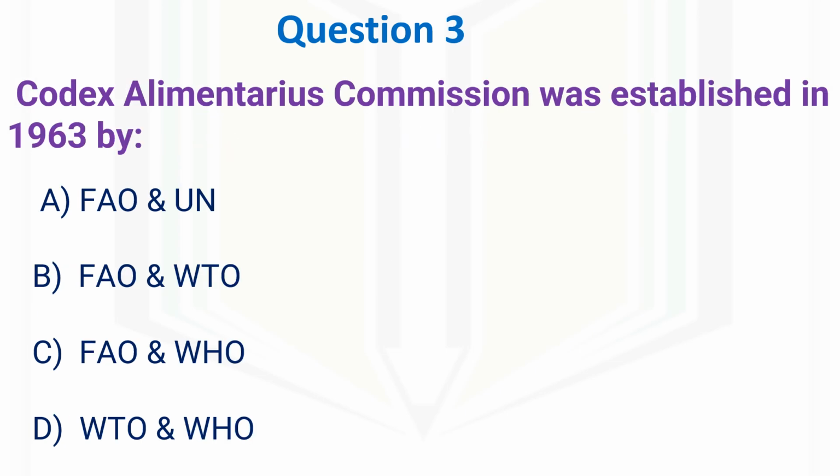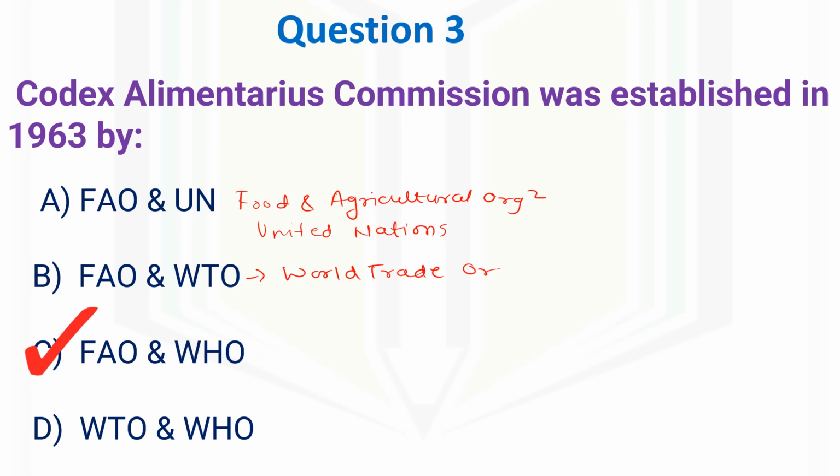Question number 3. Codex Alimentarius Commission was established in 1963 by, options are FAO and UN, FAO and WTO, FAO and WHO, WTO and WHO. So FAO is Food and Agricultural Organization, UN is United Nations, WTO is World Trade Organization, and WHO is World Health Organization.